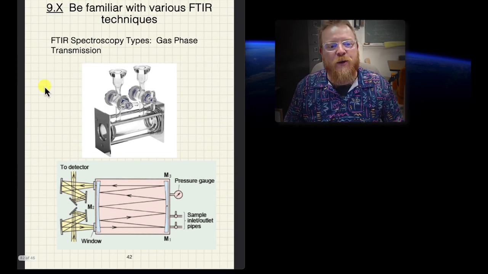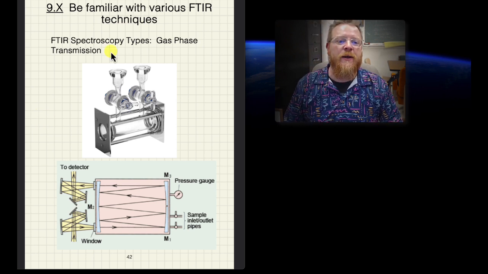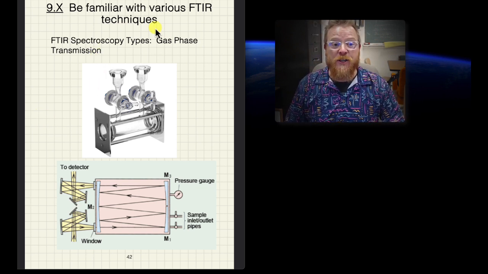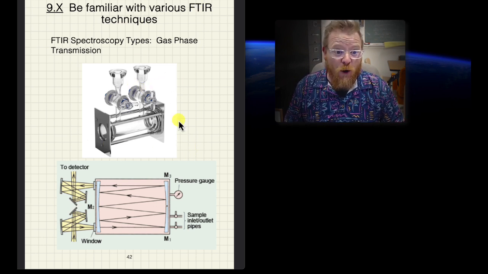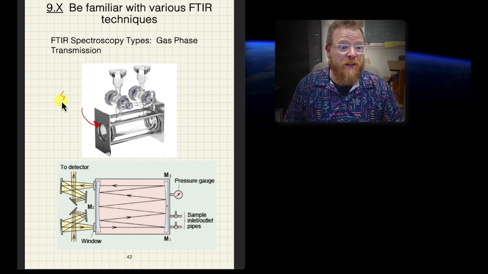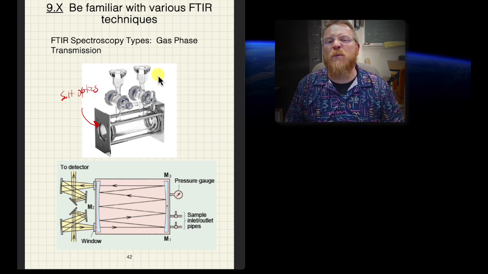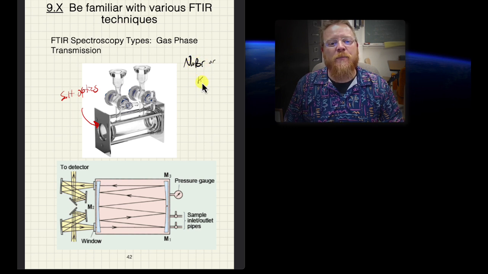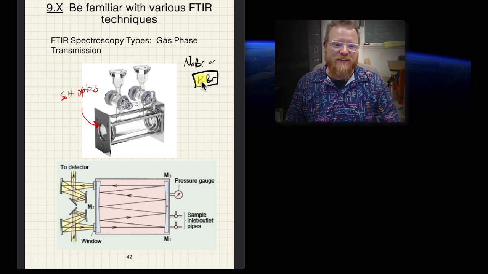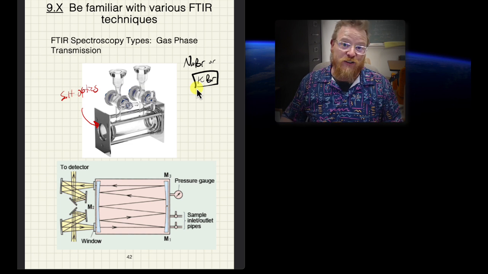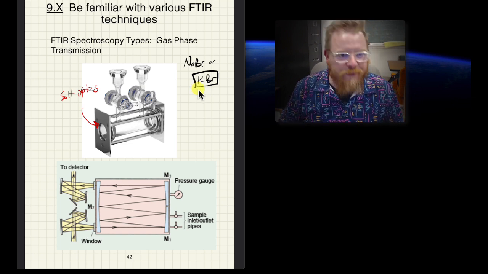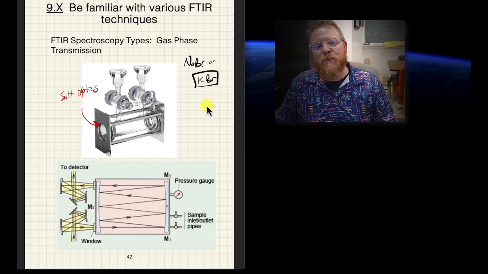So another technique that you probably are not so familiar with, but can begin to appreciate now, gas phase transmission. This is still very common and widely employed, and typically does use salt optics. Now that last slide talked about using sodium chloride, but sodium bromide, or even potassium bromide is the best, because potassium bromide is significantly less hygroscopic than sodium bromide, than sodium chloride. So typically we would see these with potassium bromide.